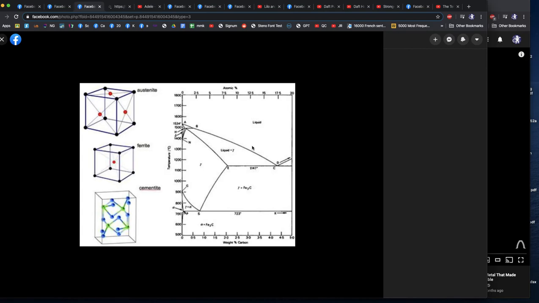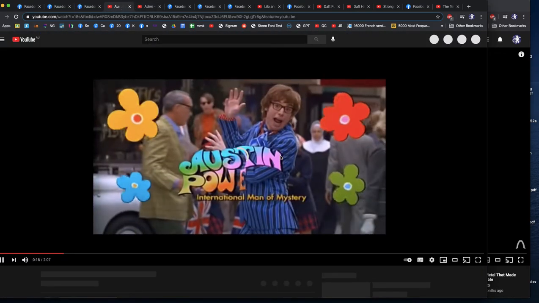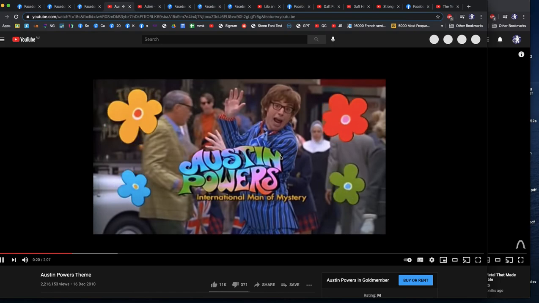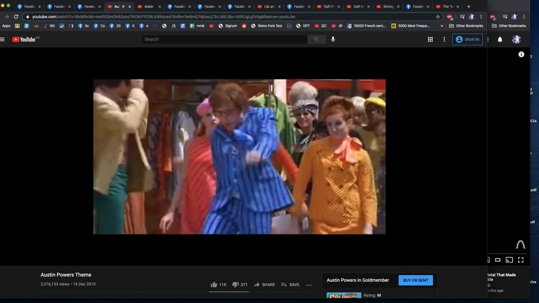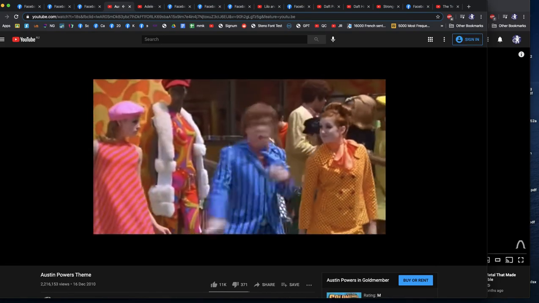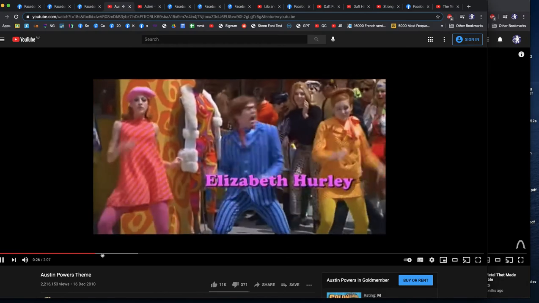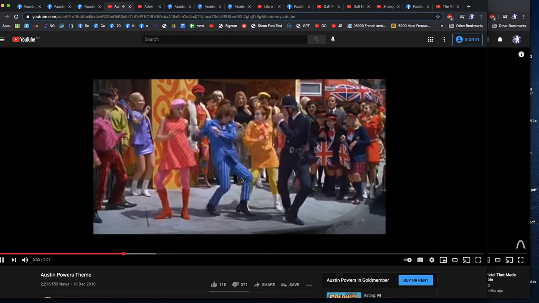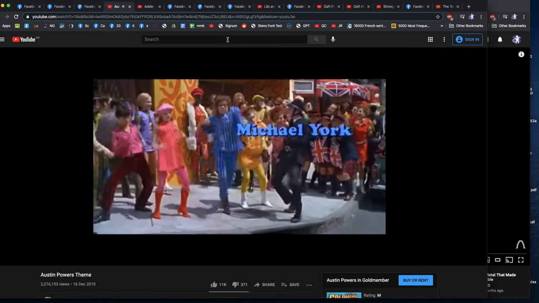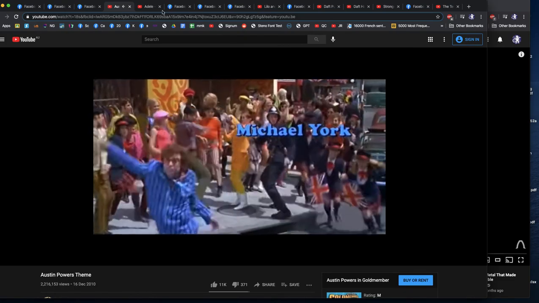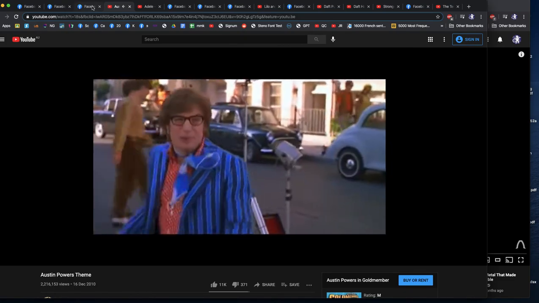The idea is that at high temperatures we're going to get this, the Greek letter gamma. We're going to get austenite, and Austin Powers. He's pretty hot, right? He's so hot that he's got a lot of people chasing after him, and when people spot him, they get very excited because he's so hot. Austenite doesn't exist at room temperature. Austenite only exists over 700 degrees at minimum.